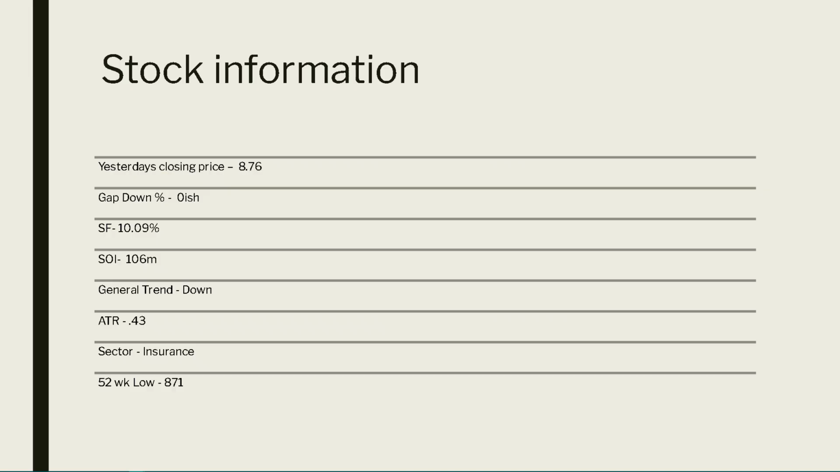So the stock information: the previous day's closing price was 876. The gap down was basically none. It didn't really gap anywhere. The short float was still about 10%. Shares on issue, same, 106 million. General trend was down. The ATR was 43. Sector insurance, and the 52-week low was now 871. But if you remember, yesterday's 52-week low prior to the actual drop was 950. So that still came into play, and we're going to talk about how it came into play.